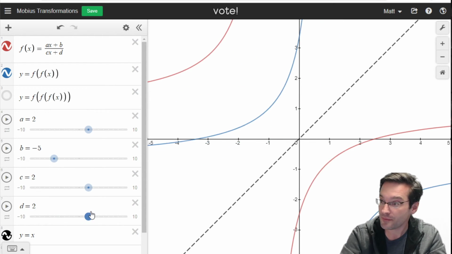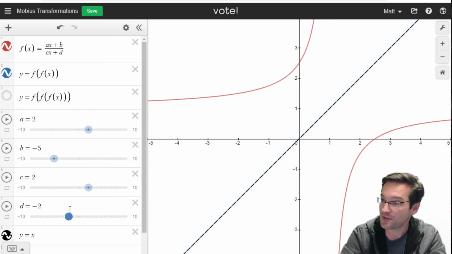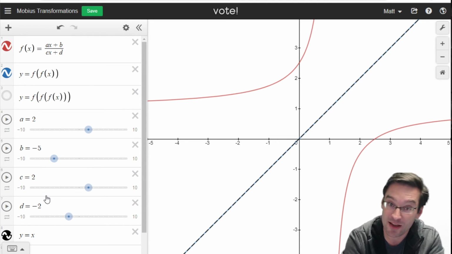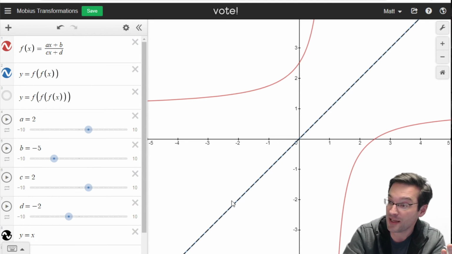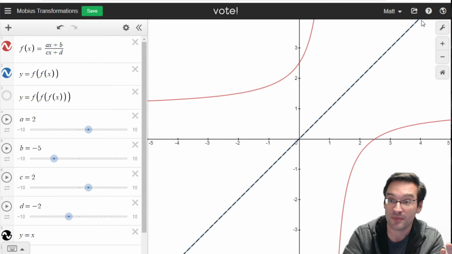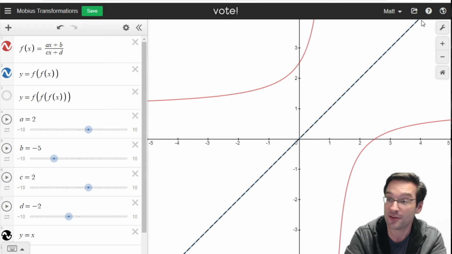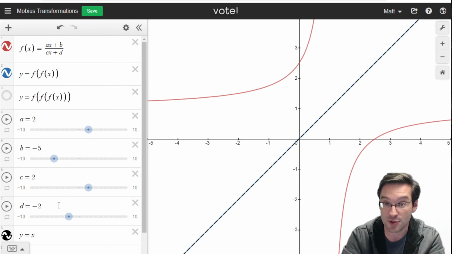But some Mobius transformations, and here's an example of one, 2x minus 5 over 2x minus 2, are a functional square root of the identity, because when I compose it with itself, the function that I get is the identity function e of x equals x, right? Its graph lies directly on top of that diagonal line, y equals x, right? So this is an example of a functional square root.